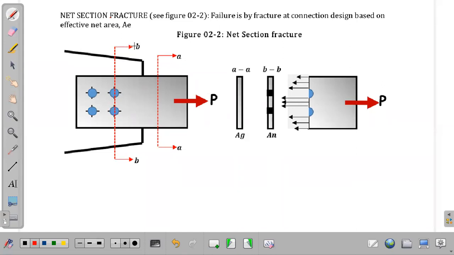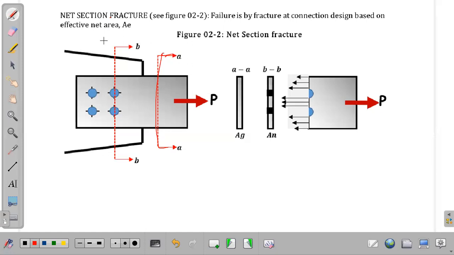So pag dito sa AA, pagka tinignan niyo, yan yung magiging gross section yielding. Yan yung failure natin. Pagka ito namang BB, yan yung magiging net section fracture. Yan yung failure natin, pagka dumaan sa any bolt or any connection na butas. So pagkakuha natin ng area dito sa net section fracture, ang i-consider natin yung net area.